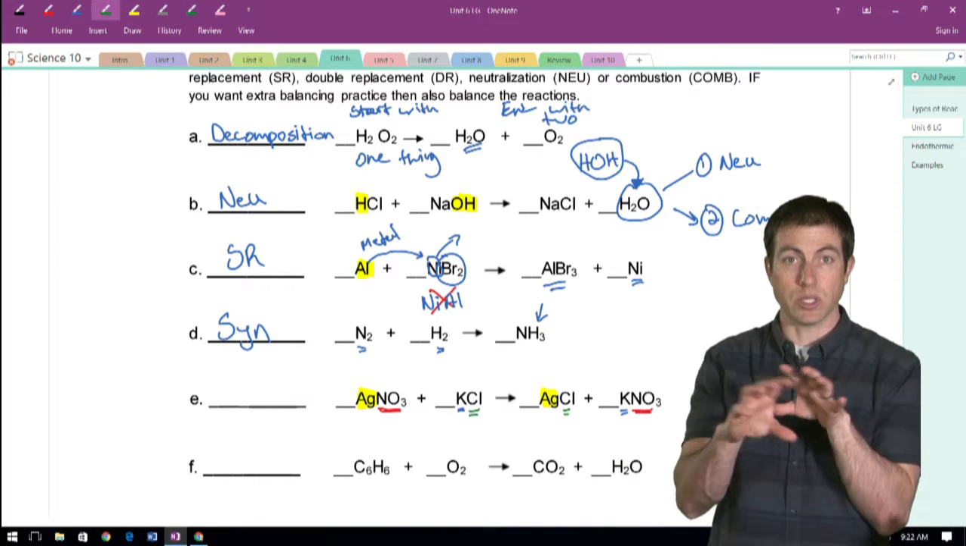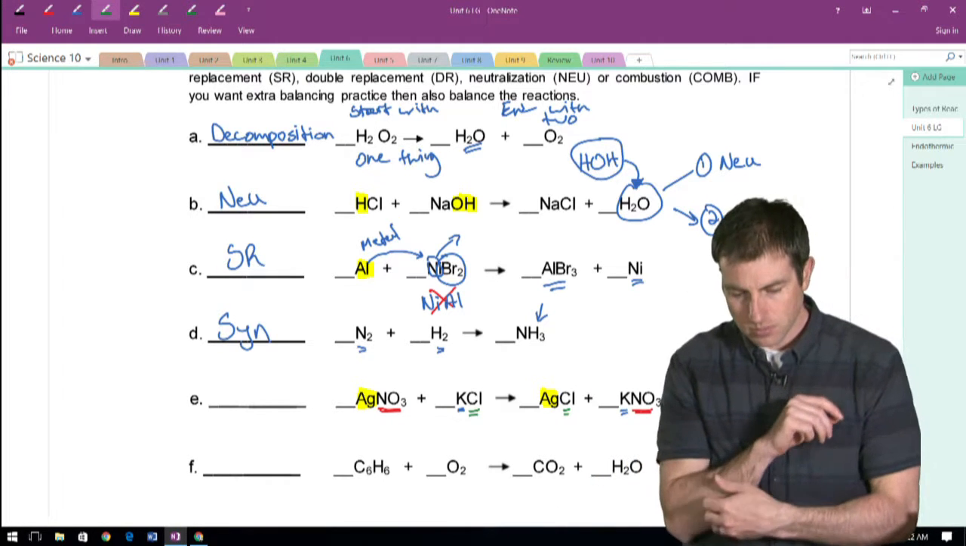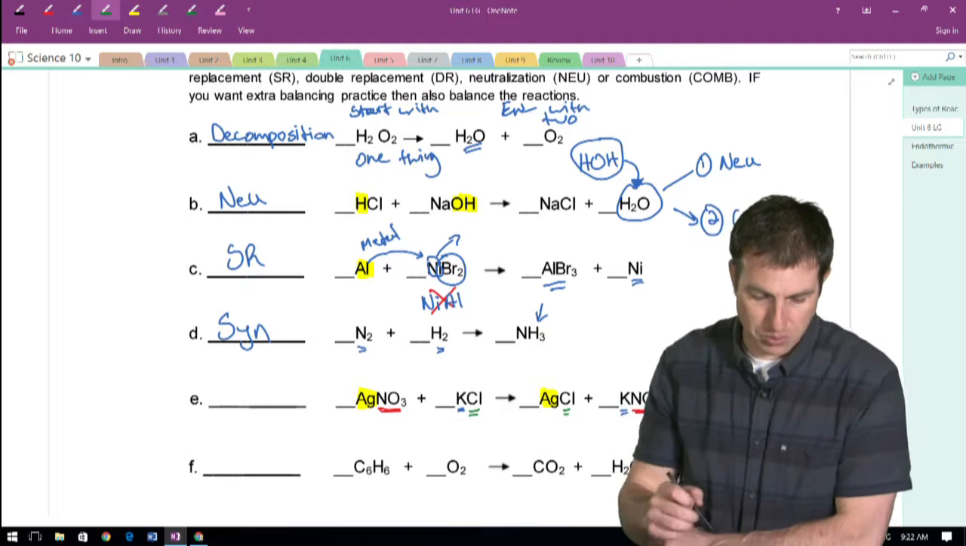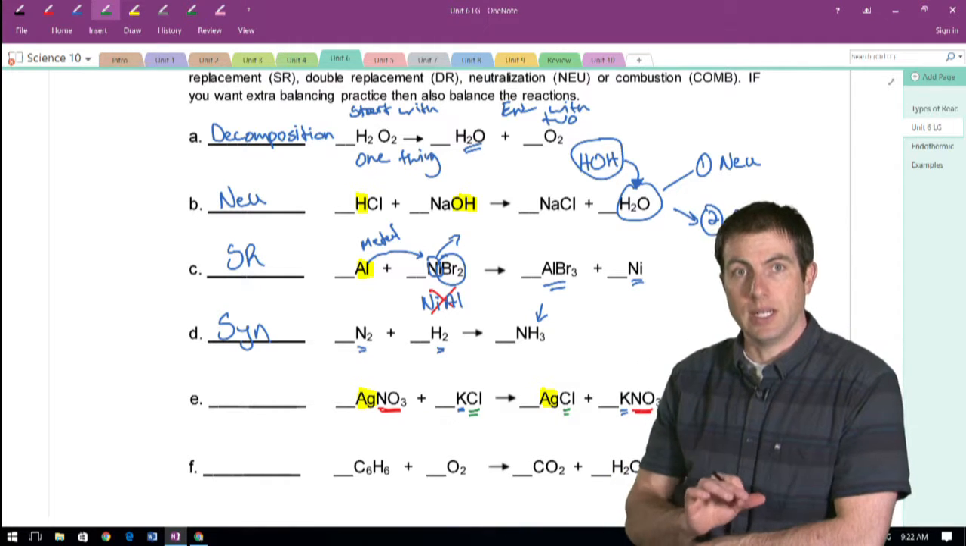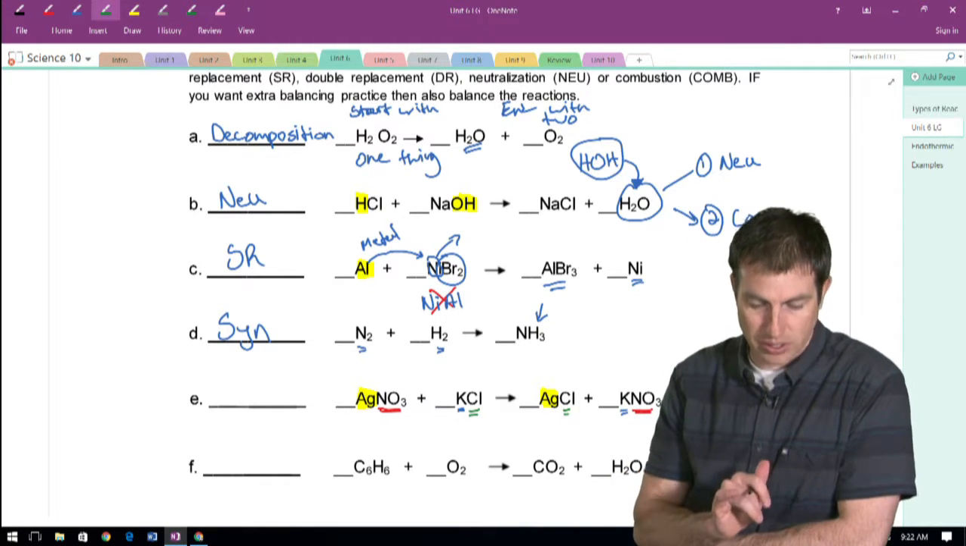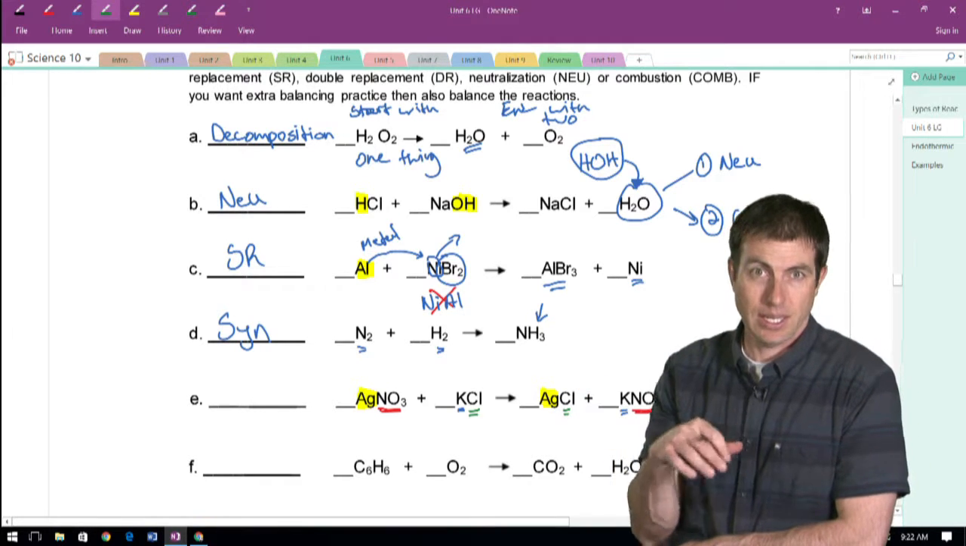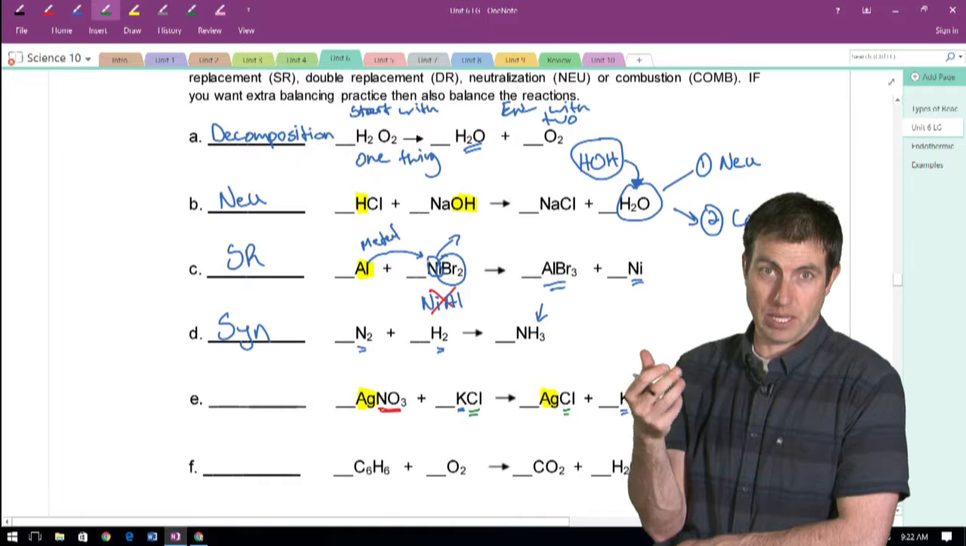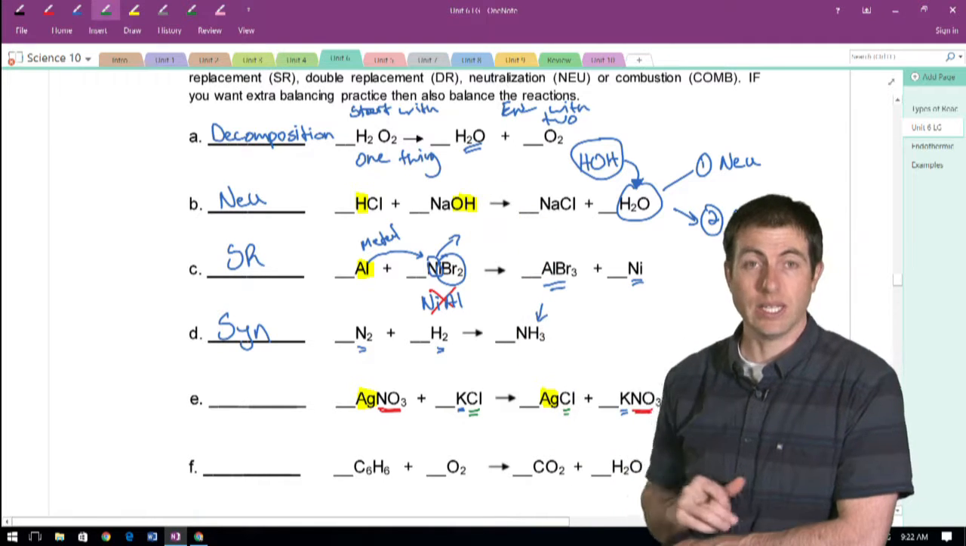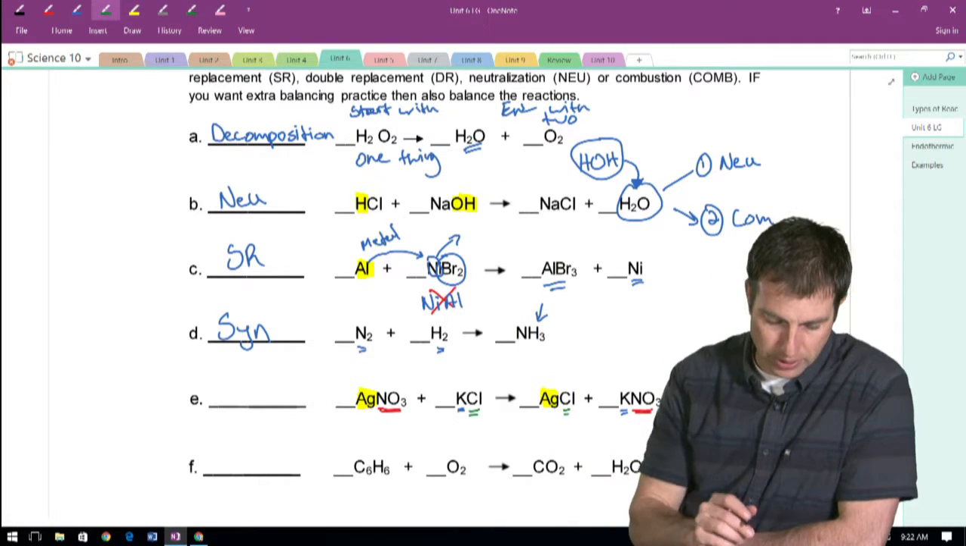The compounds are switching. And this is what we call a double replacement reaction, where a single replacement we looked at up above in letter C there, where the metal kicked out the metal. This is the exact same thing, except instead of the metal kicking out the metal and the other metal just existing by itself, they're just switching partners.